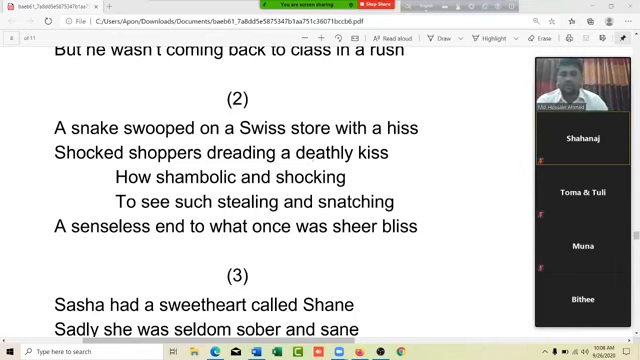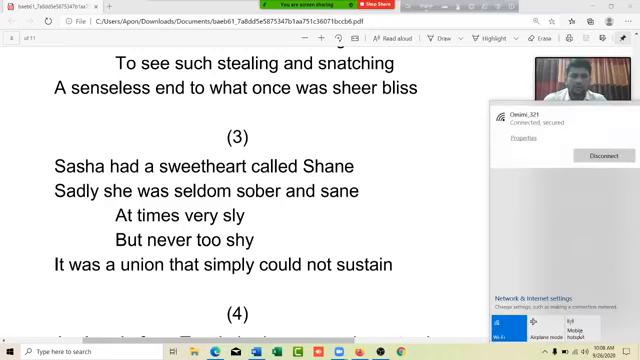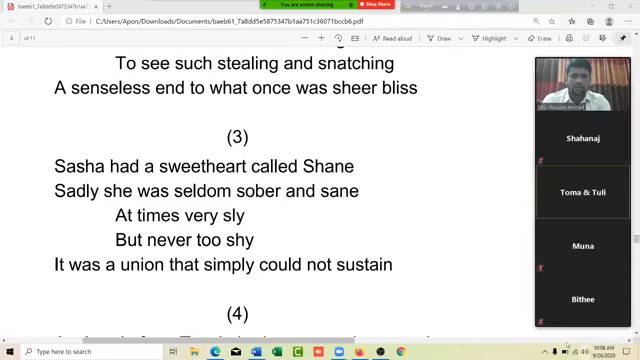Okay, now poem number 3. Toma. Toma, yes. Poem number 3. Shasha had a sweetheart called Shane. Sadly, she was seldom sober and shy. At times very sly, but never too shy. It was a union that simply could not sustain.